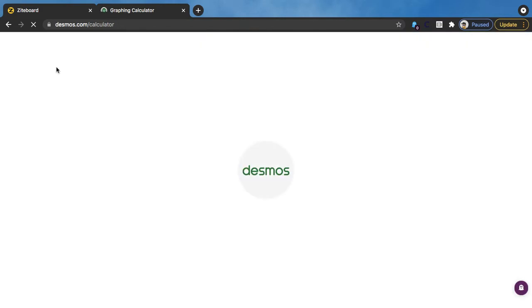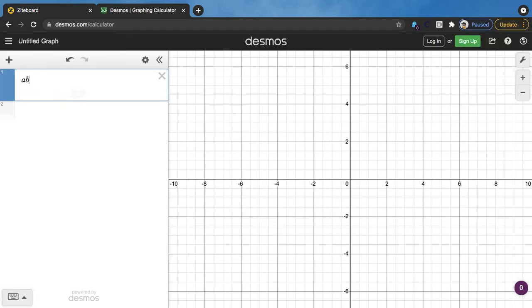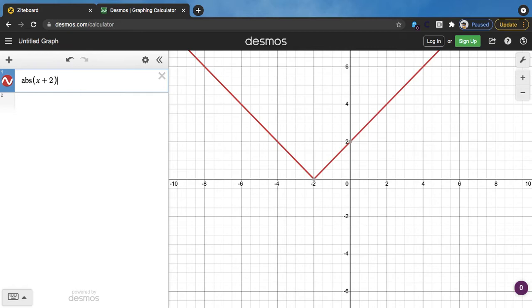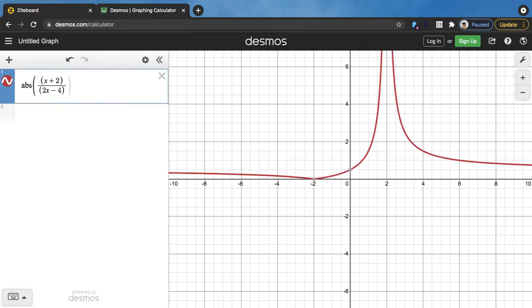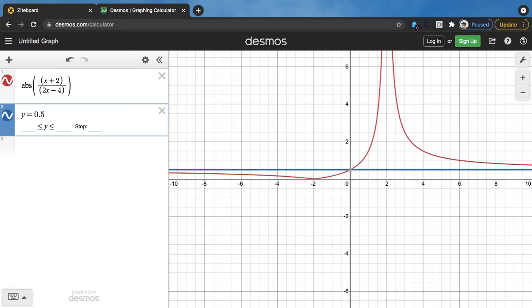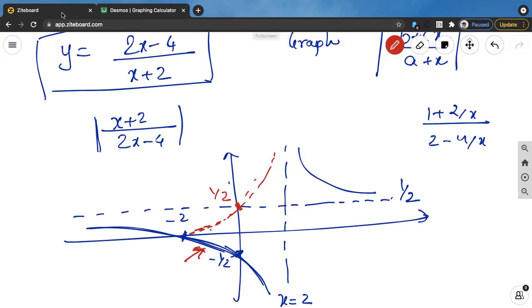It's absolute value of x plus 2, we will put one more bracket so that we can divide by 2x minus 4. Do you see there is a half here, there is a minus 2 here, and if I draw y equal to 0.5, you will see the horizontal asymptote. Do you see? This is what we had graphed here.